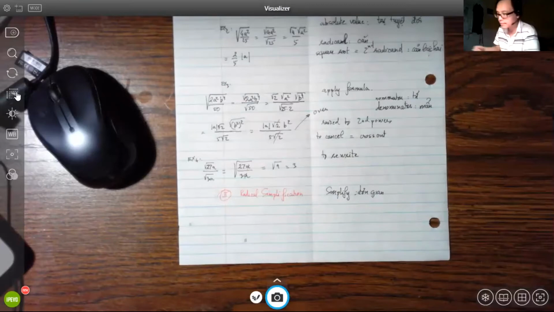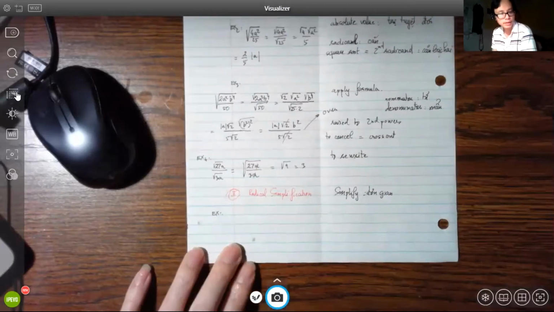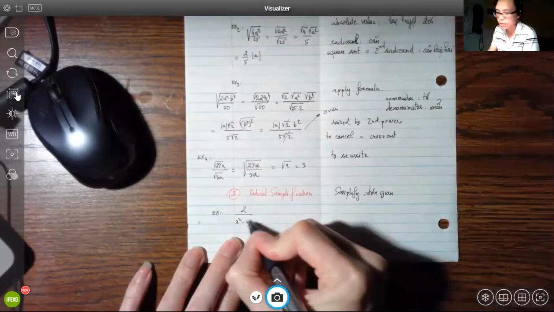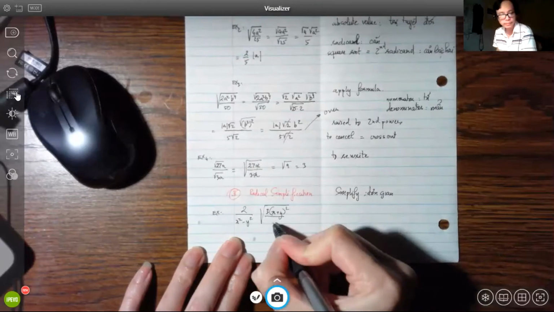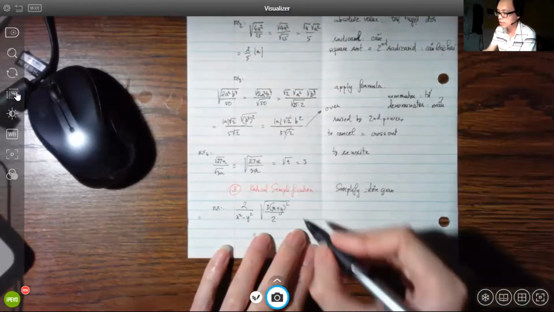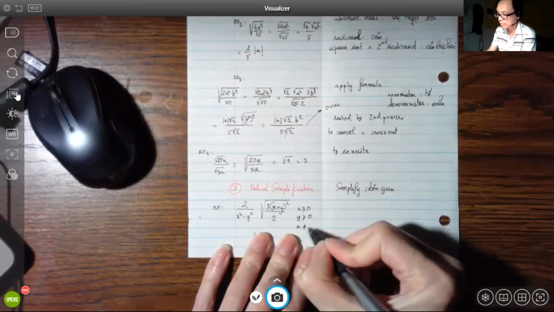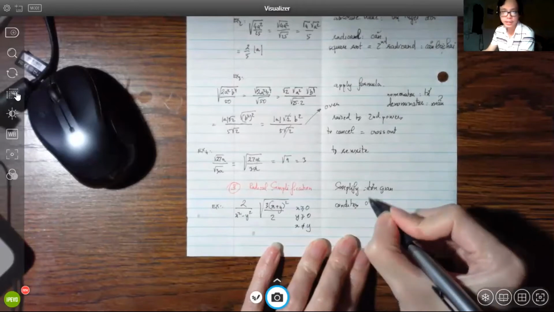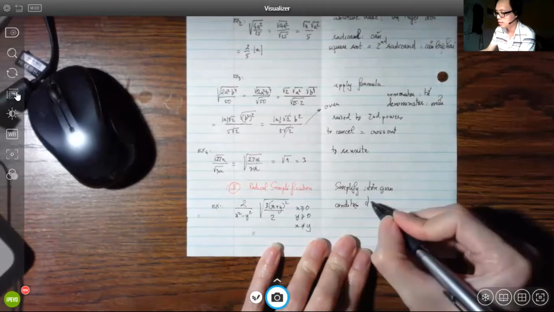Okay, example. I'm going to use something like this, and this is more complicated. I have 2 over x squared minus y squared multiplied by 3 times x plus y over 2. And they give us the condition. Condition là điều kiện ha. Cái này gọi là condition nè. Mấy cái này là x lớn hơn 0, y lớn hơn 0, điều kiện.